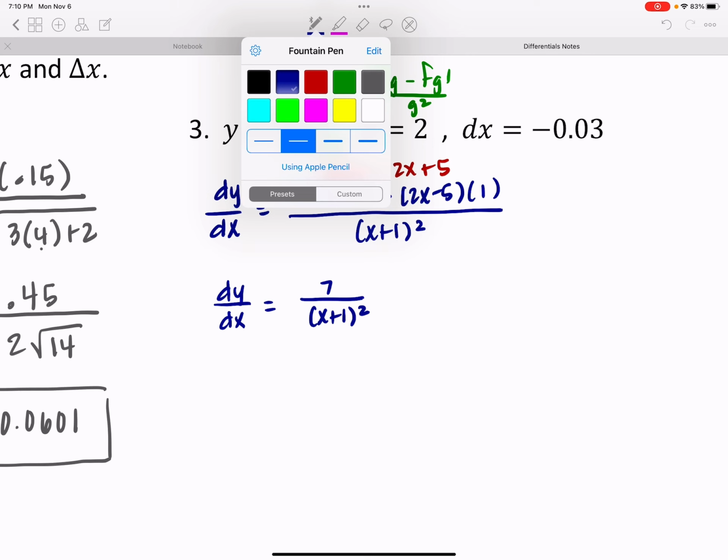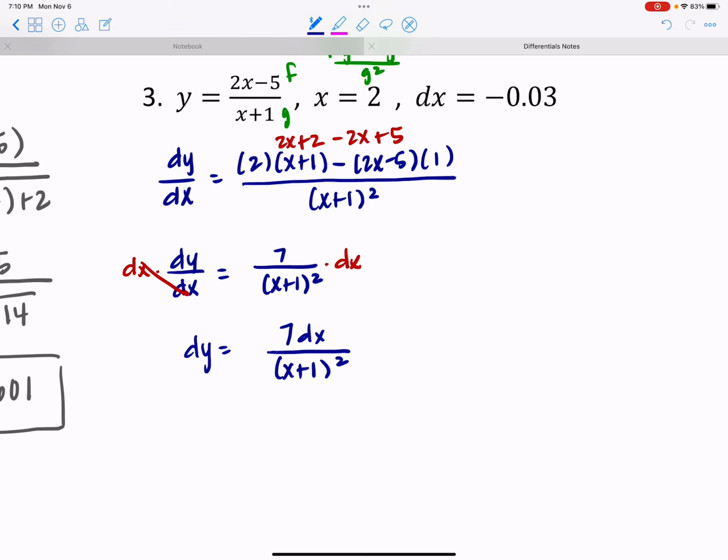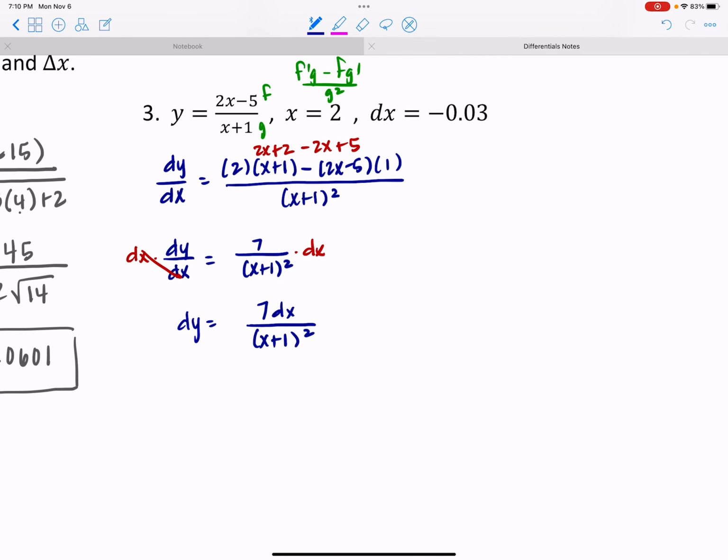Now again, I want to solve for my differential of y, so I'm going to multiply both sides by dx. So dy is going to equal 7 times dx divided by (x plus 1) squared. Okay, so there's the formula to calculate the differential of y at any particular value of x and given any change in x. Now let's plug in the stuff we know.